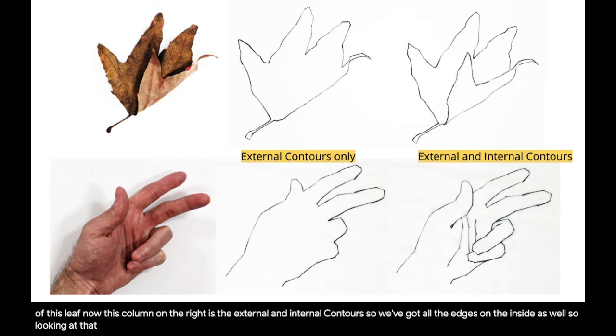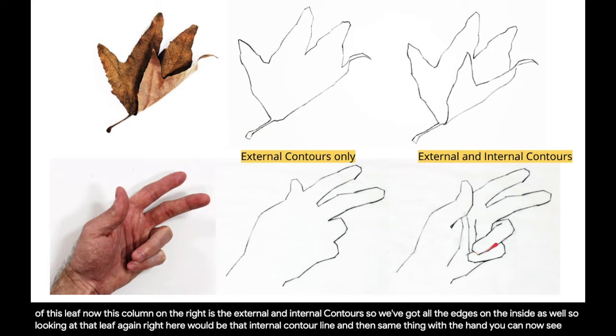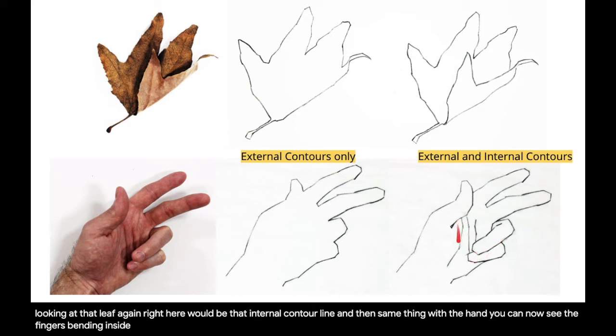So looking at that leaf again, right here would be that internal contour line. And then same thing with the hand, you can now see the fingers bending inside and the main creases in the hand. Notice how there is no shading because contour lines do not have any shading. It is just the edge of an object.